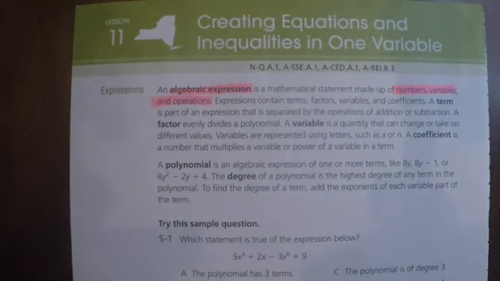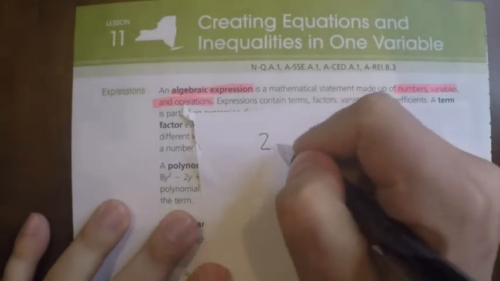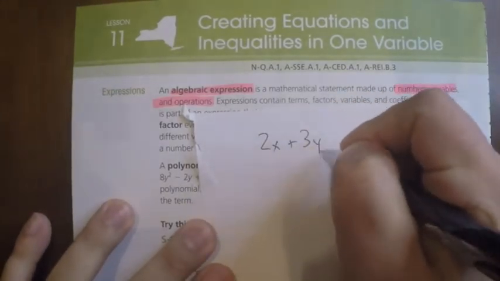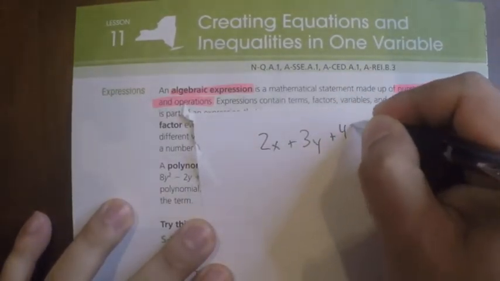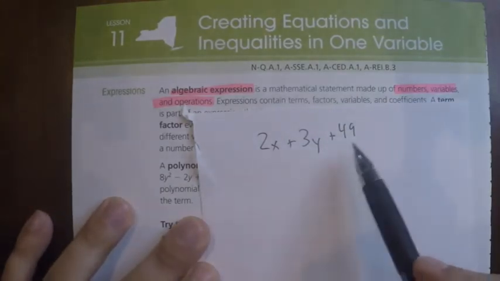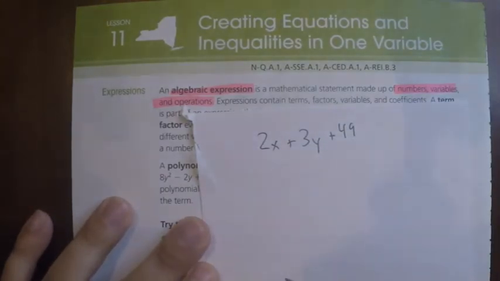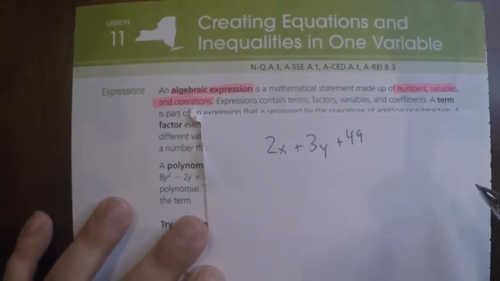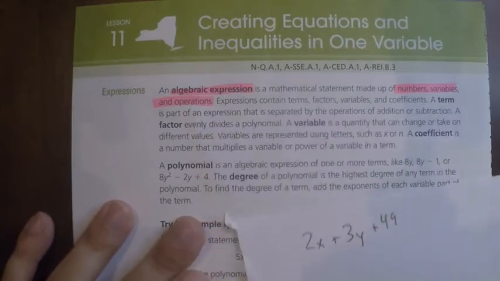So notice there's no equal sign here, but an expression is just made up of numbers, variables, and different operations. So for an example, one example of an expression might be 2x plus 3y plus 49, right? So here we have variables, numbers, and then we have variables with coefficients in front. Notice how we don't have an equal sign, right? Algebraic expressions, no equal signs.